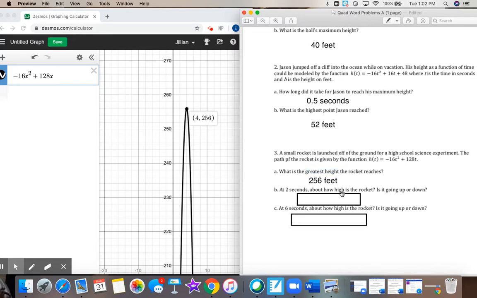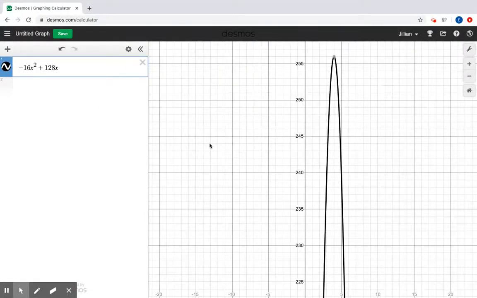Now it switches it up a little bit. At 2 seconds, about how high is the rocket? Is it going up or is it going down? I'm going to show you a couple different ways that you can do this, and you can do whichever is most comfortable for you. The first thing you can do is click and drag across your parabola until you get the time that you want.